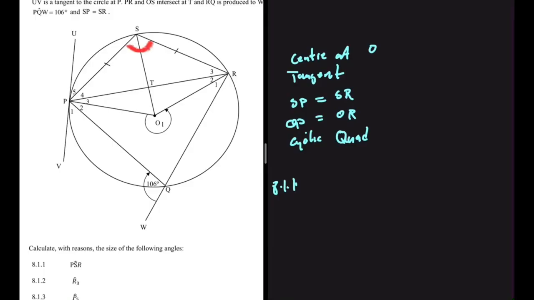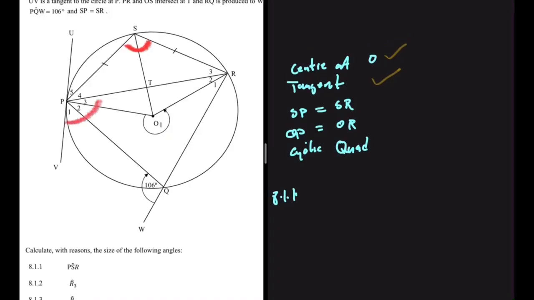Right, let's go ahead and look at the first keyword, center. Well, if we had the size of O1, then O1 should be 2 times angle PSR. But we don't have the size of angle O1, so we cannot use that to determine PSR. Tangent. This angle here should be equal to PSR, but we don't have that angle as of yet, so we cannot use that to find angle PSR.